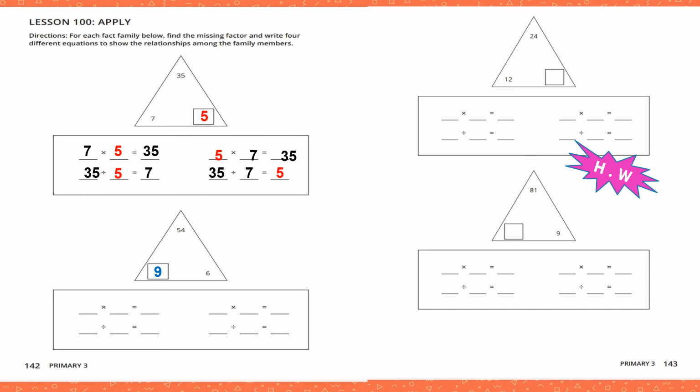So, let's write the multiplication equations. 9 times 6 equals 54, or 6 times 9 equals 54. The division equations, 54 divided by 9 equals 6. And 54 divided by 6 equals 9. And you can solve this page by the same way.